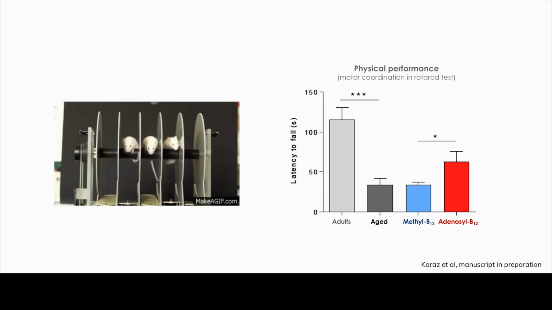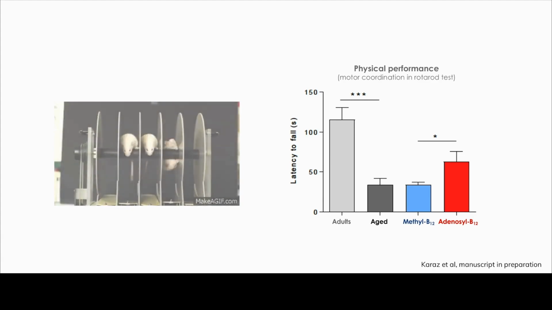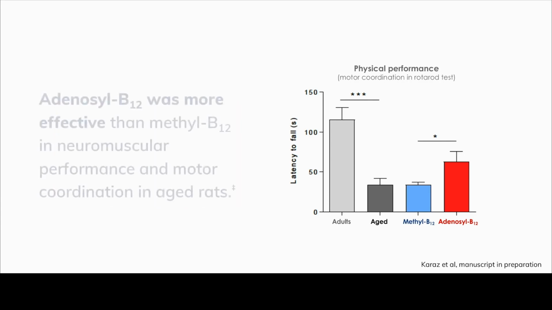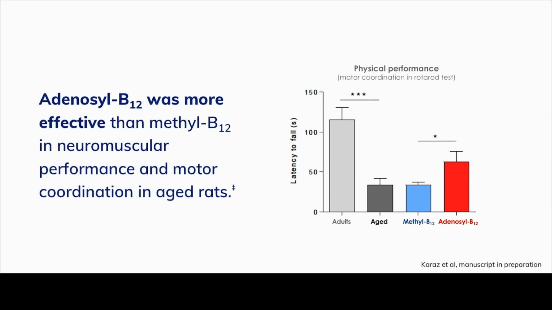And the researchers look at how many times the animal falls off. So in this test, the rats who were supplemented with adenosylcobalamin were better able to keep moving for a longer period of time without losing their balance and falling off of the device. And this performance enhancement was not found for animals who were given an equivalent dose of methylcobalamin.